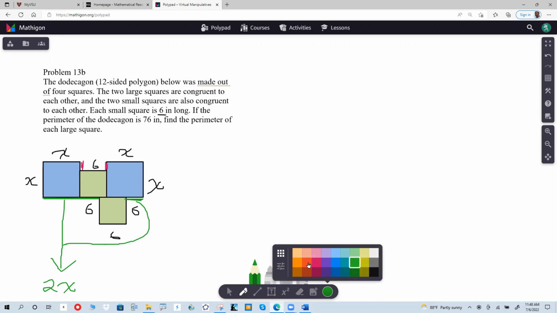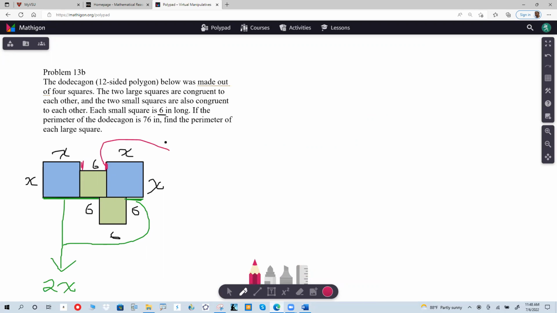Now, I'm going to go back and address the pink pieces. The pink pieces each will be x minus 6. And I'm going to write it twice. Why?